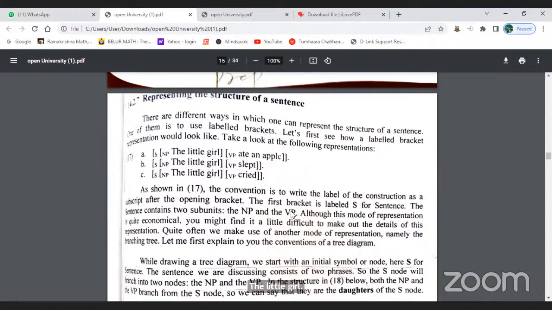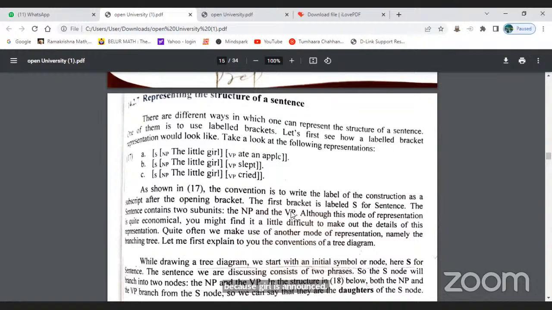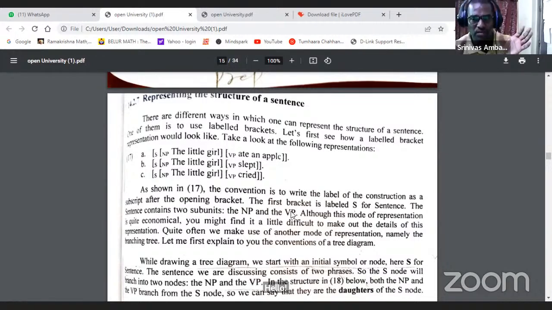So the little girl is treated as a noun phrase because girl is a noun. Ate an apple, that group has a verb, so you call it a verb phrase. So noun phrase and verb phrase both make a sentence. A sentence has a noun phrase and a verb phrase. Noun phrase is a part which has a noun. Verb phrase is a part which has a verb.